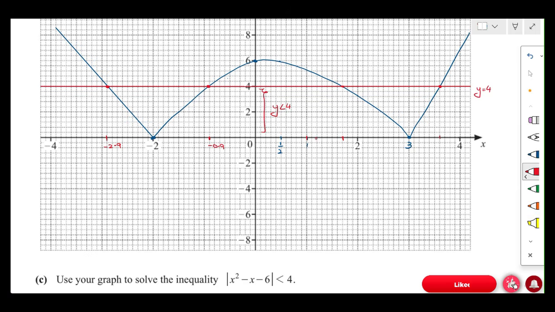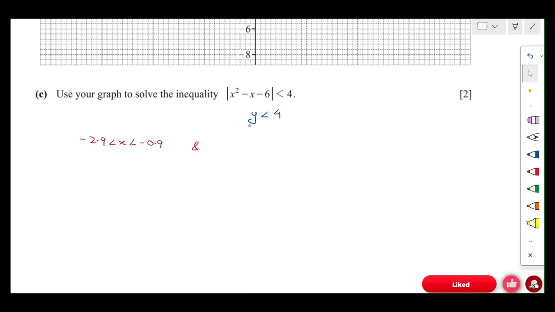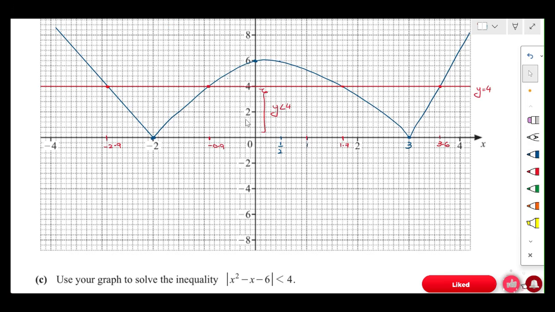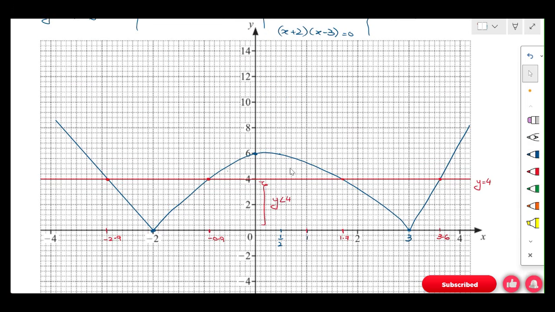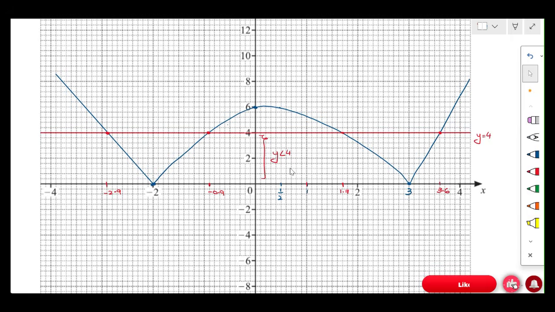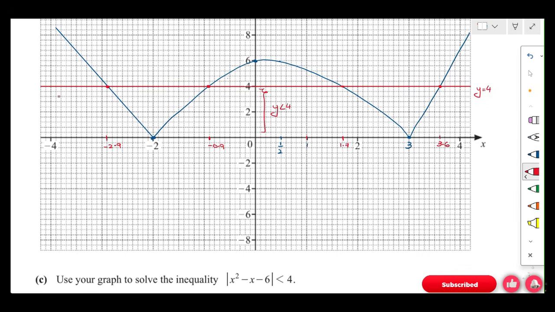This one is 1.7. Okay, and the other one is 3.6. Between 1.7 and 3.6, so when x is between 1.7 and 3.6, 1.7 is less than x is less than 3.6. Maybe my graph is not exact, but this is how you have to calculate the x values when this inequality is less than 4.